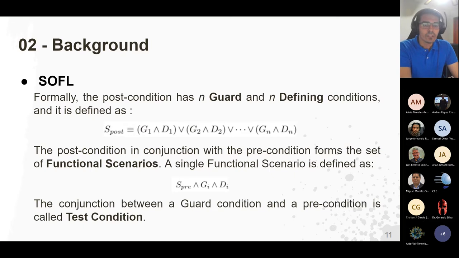Well, the postcondition is denoted as S post, and it has N work and N defining conditions, just as seen in this equation. When the postcondition is in conjunction with the precondition, it forms a set of functional scenarios. A functional scenario will be the conjunction between the precondition, which is denoted as S pre, a work condition, and a defining condition. Also, the conjunction between a work condition and the precondition is called test condition.